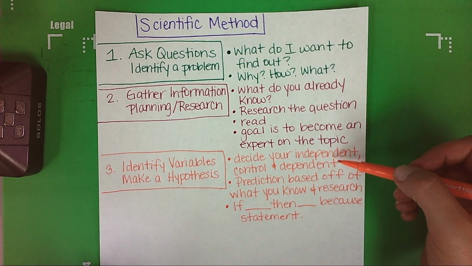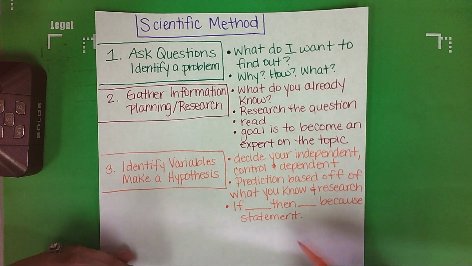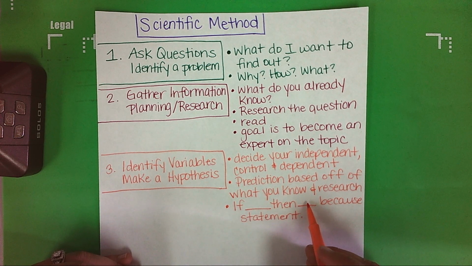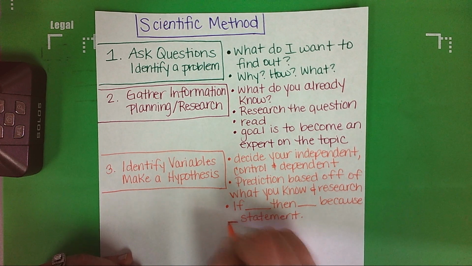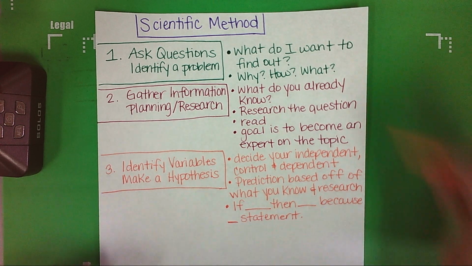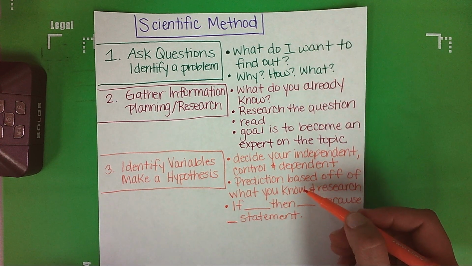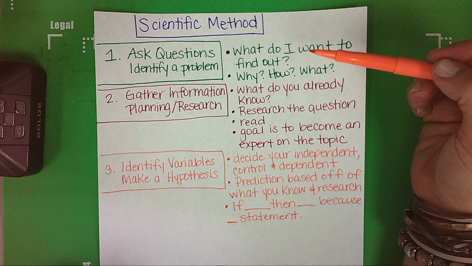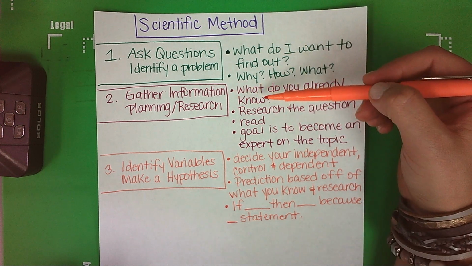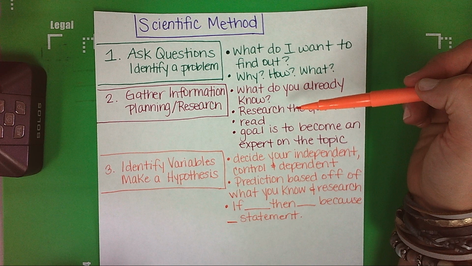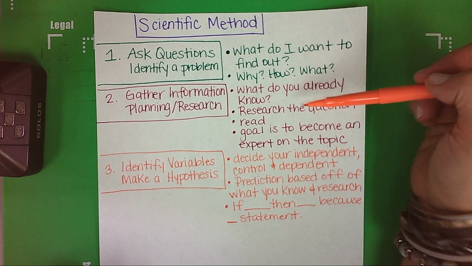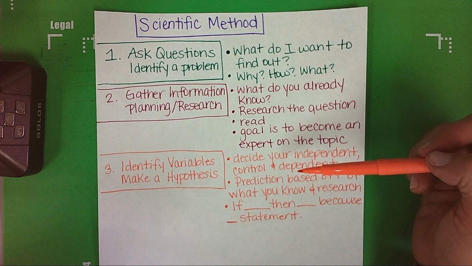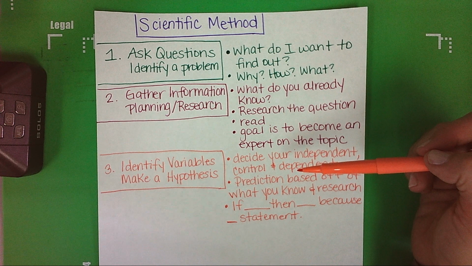Okay, so these variables, you identify them first so that you can make your hypothesis, because this is where your independent variable goes, this is where your dependent variable goes, and then this is where your research that you supported. That's why you research before you do your hypothesis. Okay, so let's recap really quick. So we ask questions or identify a problem. We're going to gather information. We're going to research. We're going to learn everything we can about what it is we're going to test. Then we're going to identify our variables. We're going to have one independent variable and one dependent variable. And then we're going to have a control.